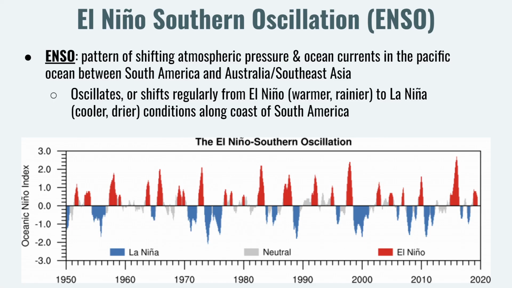As we can see in the graph, what we really have is a constant fluctuation or oscillation back and forth between El Nino conditions, which bring warmer, rainier conditions to South America, and La Nina conditions, which bring cooler, drier conditions to South America. I also want to point out that El Nino and La Nina events don't usually just solely occur in one year, so we call them events because they might peak in a given year, but they usually grow and then weaken over the course of a few years.